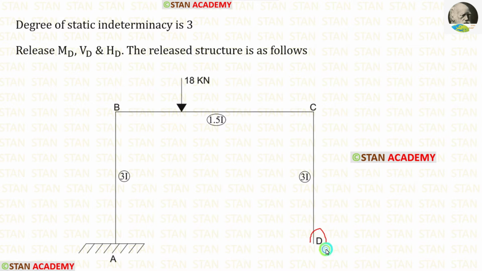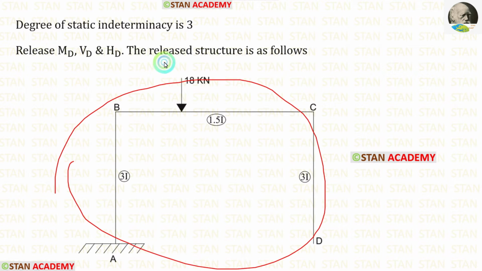At the point D, there was a fixed support, but when we release these three reactions, the fixed support is removed. So after releasing these three reactions, the point D is a free end. This structure is called the released structure.